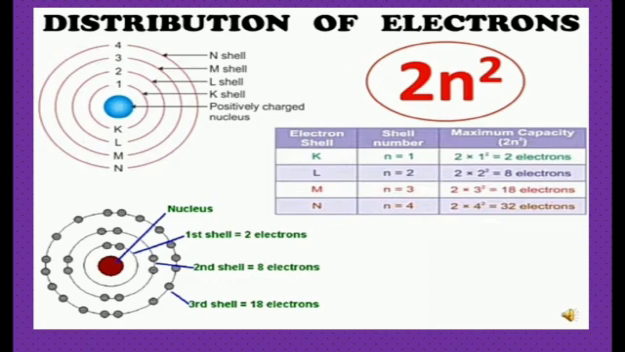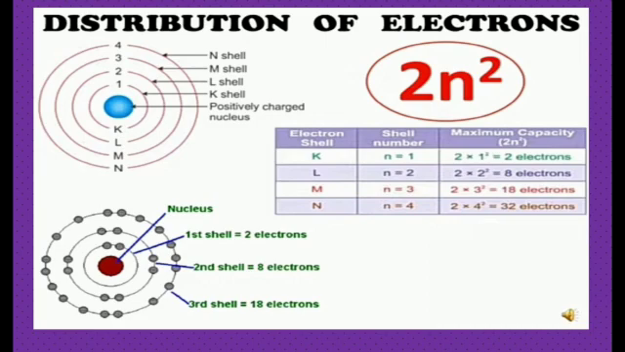Next shell, that means the second shell, just count the electrons. The maximum number of electrons in the second shell, that is the L shell, is 8. More than that it cannot accommodate. The maximum number of electrons in the third shell, that is the M shell, is 18, and the fourth shell is 32. Okay, children, look at the diagram. The maximum number of electrons in a shell can be calculated by the formula 2n squared. 2 is constant. n means the shell number.